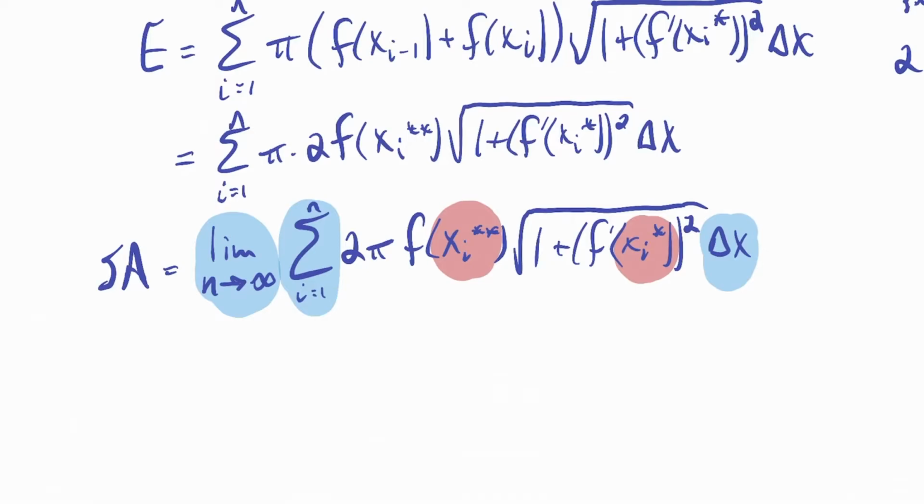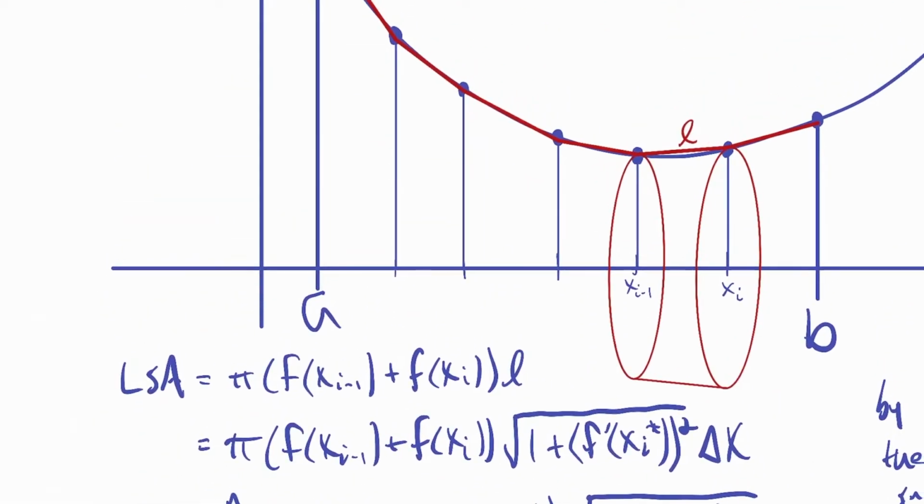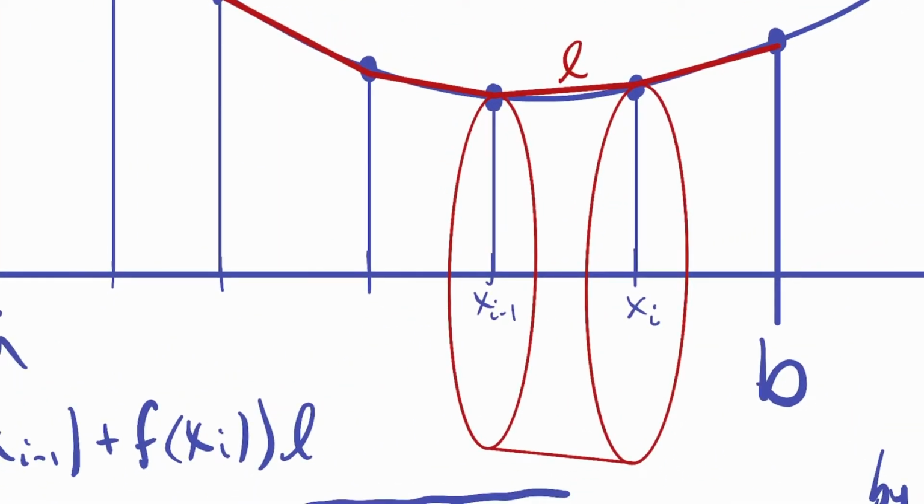So basically, since delta x is going to 0, the thickness of our frustums is shrinking, right? This delta x here is going to 0. So the thickness of the frustum is going to 0. So the places to pick from, the places to pick xi star and xi star star from, that's shrinking. Delta x is going to 0.